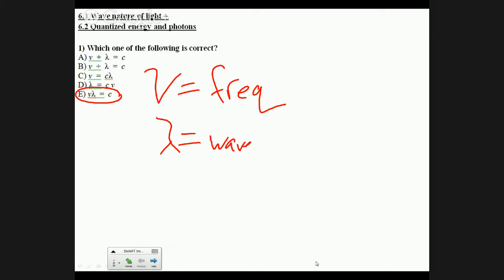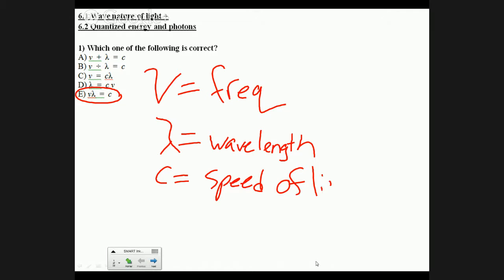It'll be choice E. That is a formula we will be working with, so we want to be familiar with it. Remember that the V looking thing is frequency. The upside down fancy Y looking thing, lambda, is the wavelength. And that C is the speed of light, which we usually use 3.00 times 10 to the 8th meters per second. Cool. So that is the first one.